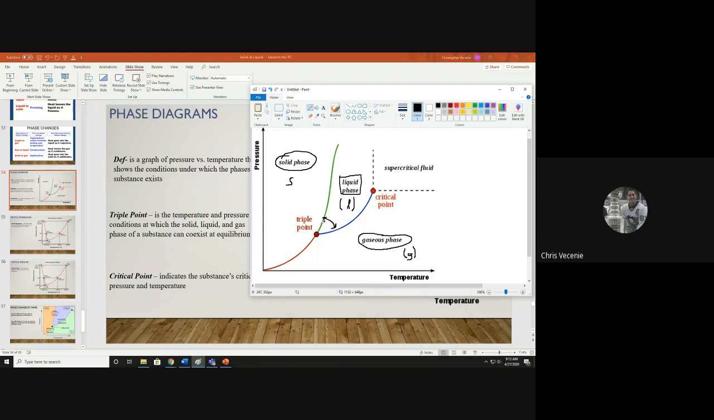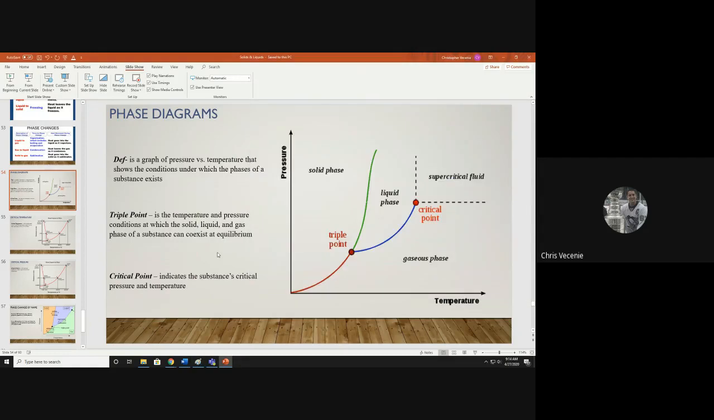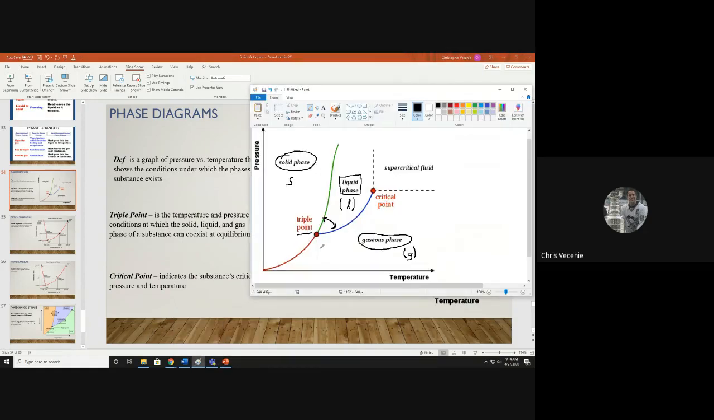Another characteristic of phase diagrams is they all have this thing right here called the triple point. All right, and if you look over here, the triple point by definition is the temperature and pressure where a solid, liquid, and gas can coexist at equilibrium. All right, so that's kind of a unique idea. Right, we have seen phase changes that occur in two directions, right?